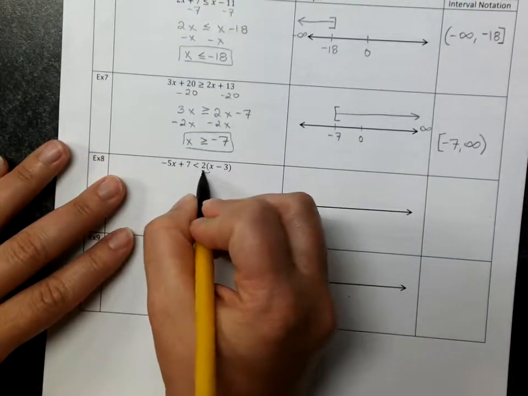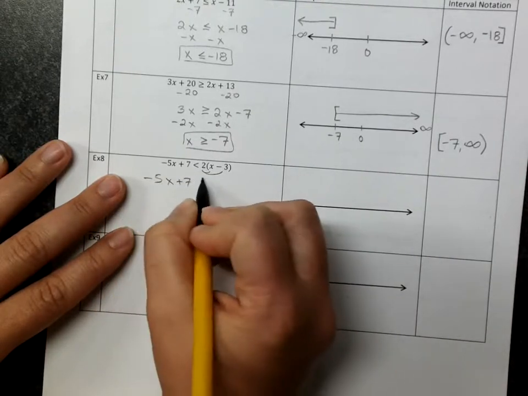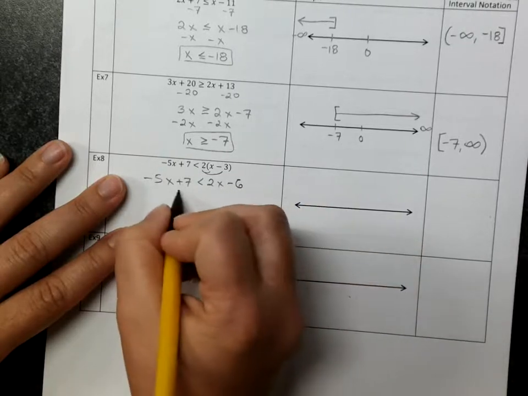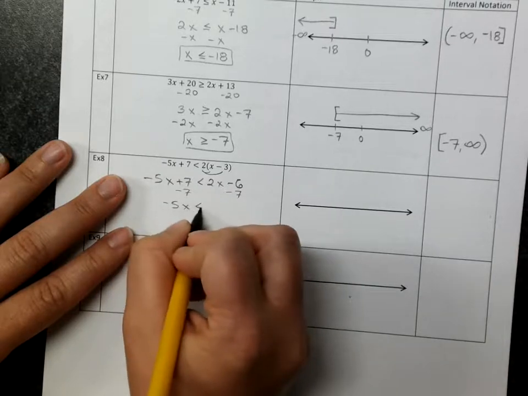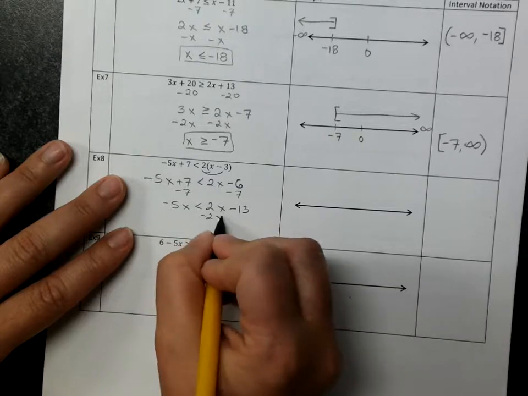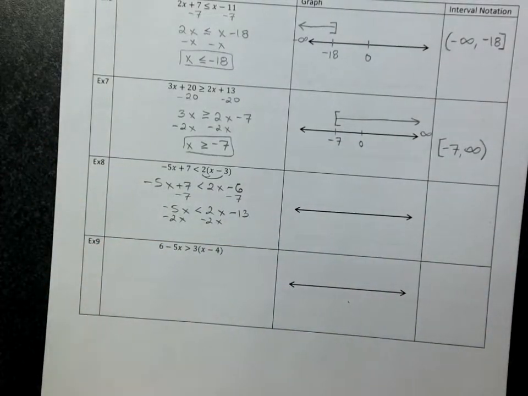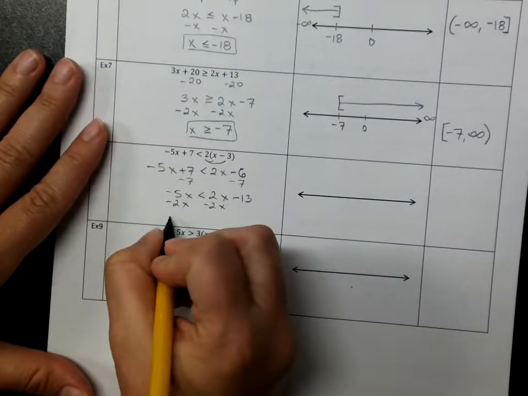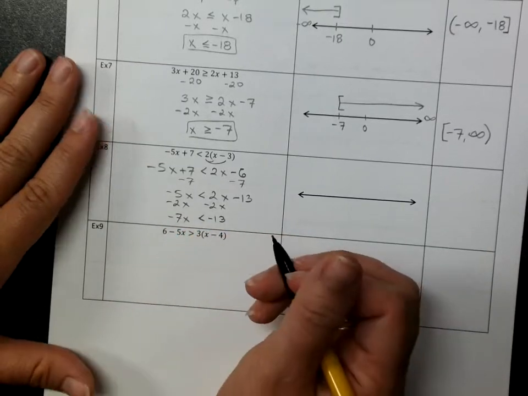Example 8, we'll go ahead and distribute. Negative 5x plus 7 is less than 2x minus 6. We're going to move that 7. Negative 5x is less than 2x minus 13. We'll move the 2x. And again, there's lots of ways to solve this, but if we can keep our variables left and our constants right, it makes the end result easier to follow. So we have negative 7x is less than negative 13.